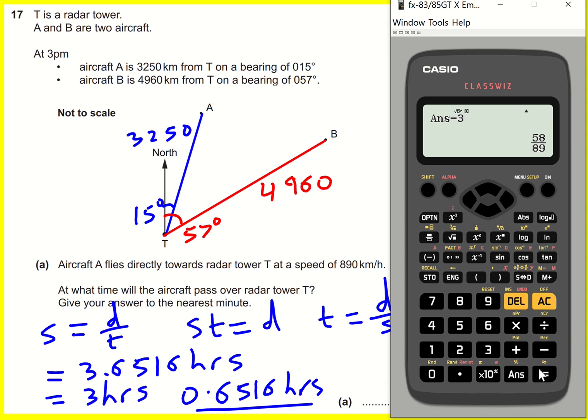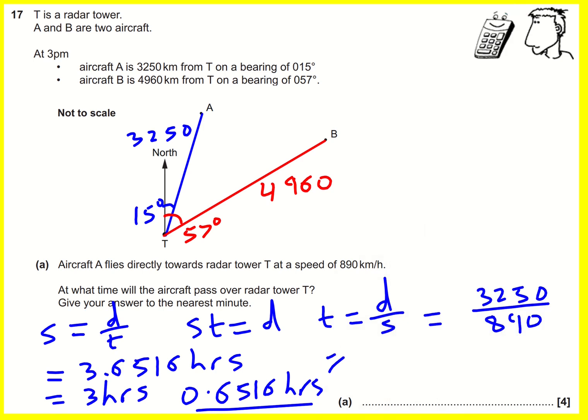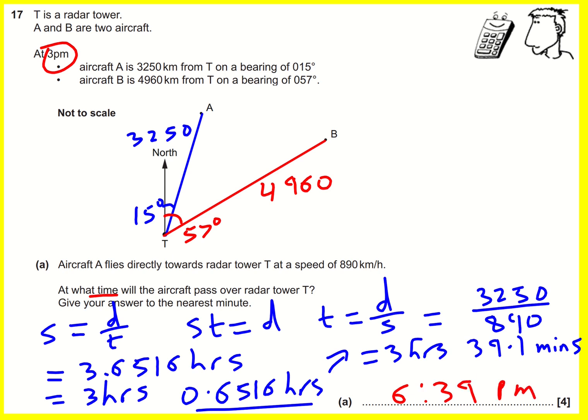So minus 3, times by 60, and we get 39.1 minutes. So 3 hours, 39.1 minutes. Now it didn't ask me how long it took, it said at what time. So it was at 3 p.m., it's 3 hours, 39.1 minutes later, so it's going to be 6:39 p.m. to the nearest minute, or you could write it in 24-hour clock, 18:39.